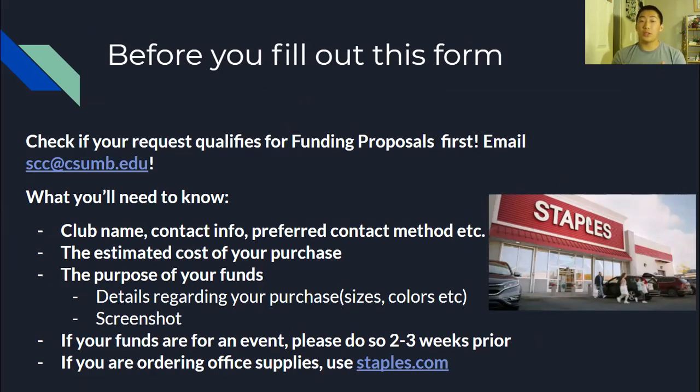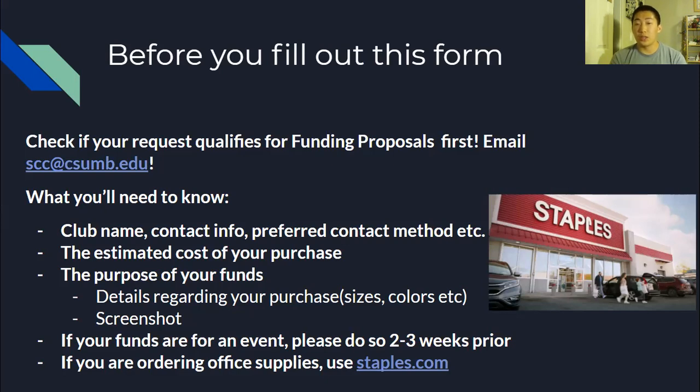Some of the things that you'll need to know before you fill out the form are your club name, some of their general contact info, and your preferred contact method. You'll also want to know the estimated cost of your purchase. So whatever you're purchasing, you're going to want to know the estimated cost. You'll want to know the purpose of your funds, which I hope you'll know. You also want to include special details like size or colors.